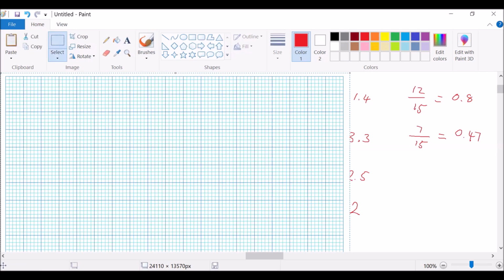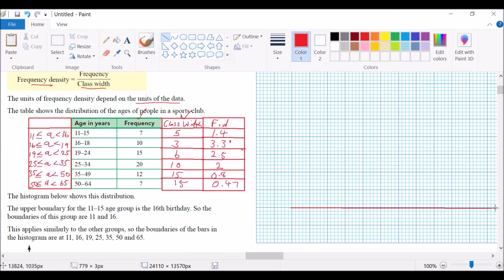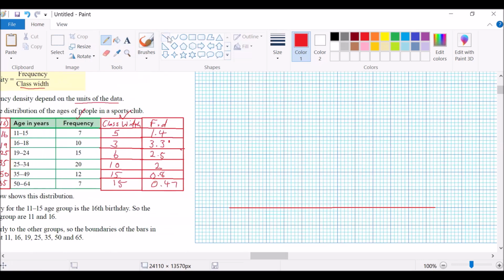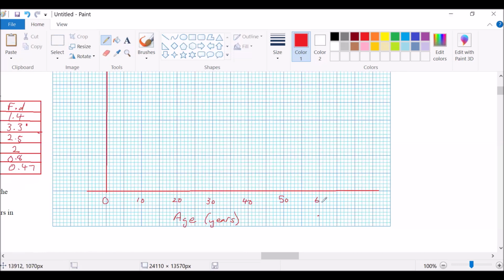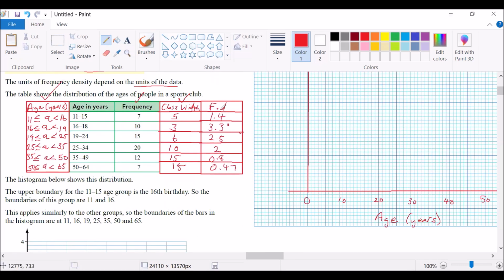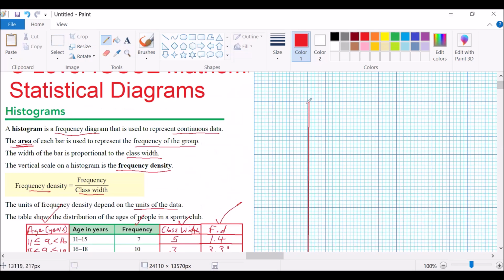So on our graph paper, on the horizontal axis, we use our age in years, our continuous data. We're starting from 11 to 65, so a suitable scale for our age in years is: I start from 0, 10, 20, 30, 40, 50, 60, 70. So the age and the frequency density are what we are going to have on our graph. On the vertical axis, we'll have our frequency density.